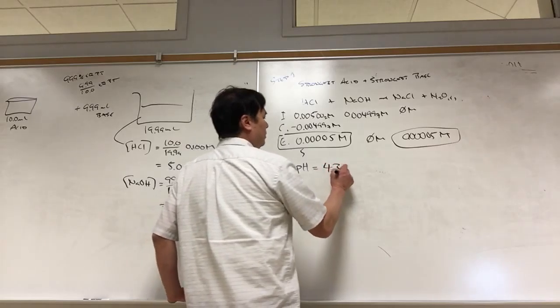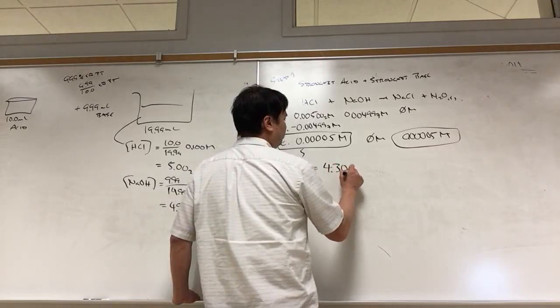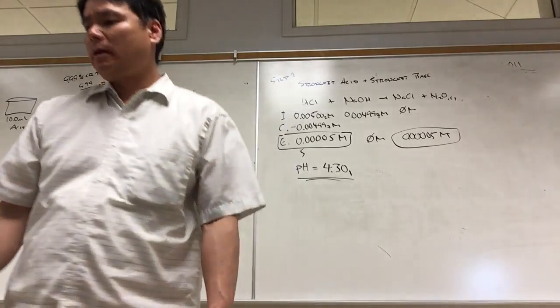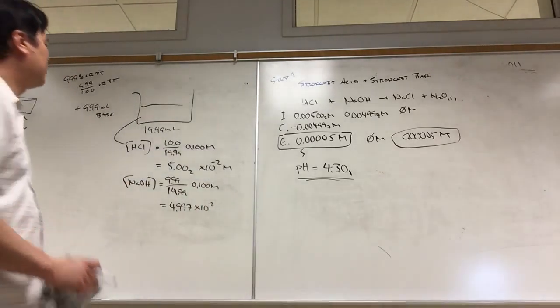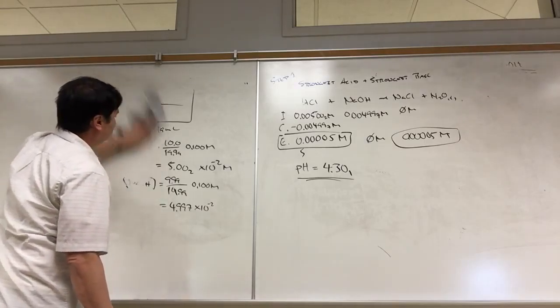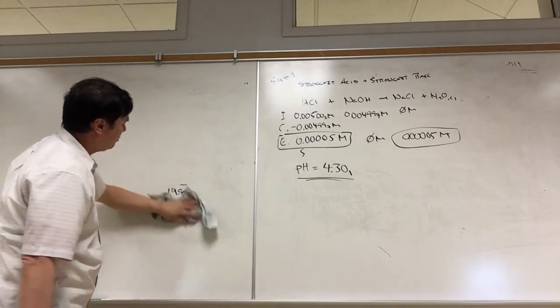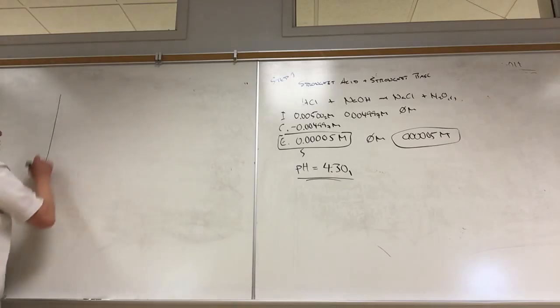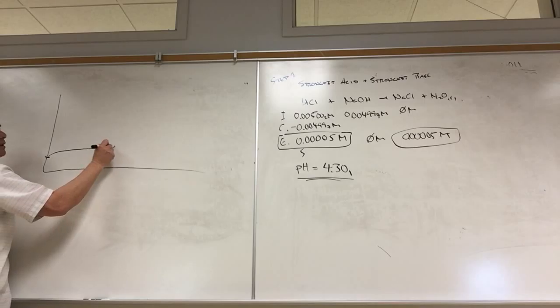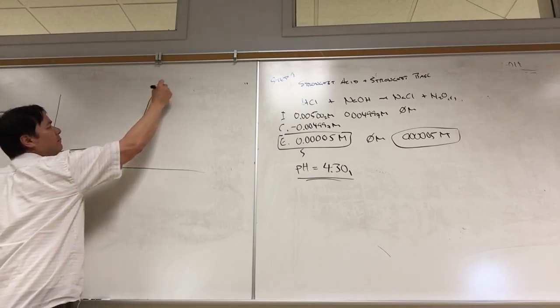4.301. Okay, so in this pH titration, this is what we're going to see here. And let's try to put this in perspective. What's going to happen is the pH is going to stay kind of flat. It's going to go up a little bit, and then all of a sudden it's going to shoot up like this.